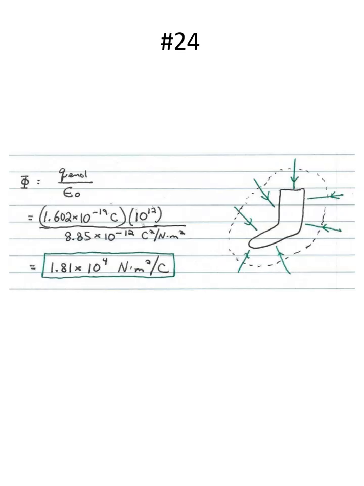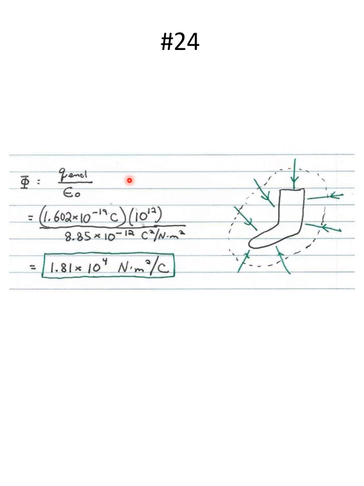Number 24. A sock comes out of the dryer with 1 trillion excess electrons. What is the electric flux through a surface surrounding the sock? All right, so here I've drawn a sock and a surface surrounding it. And I've drawn these electric field lines. They are going in to it because the sock has negative charge with all those electrons, so the electric field lines go in. And the question is asking, what is the flux through that surface?